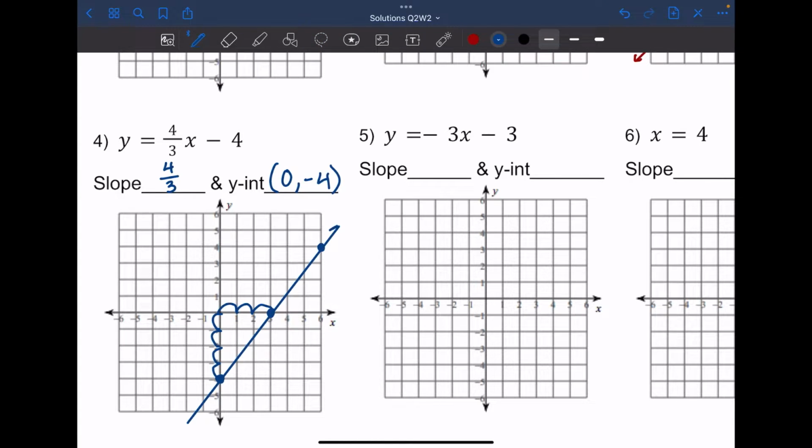Okay. And that's number 4. So on to number 5. If we have here a -3, you have to include the negative with it. It can be a little hard to see.